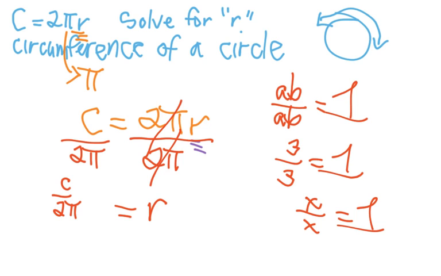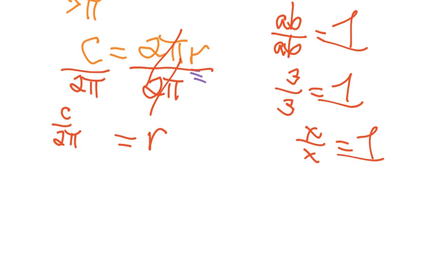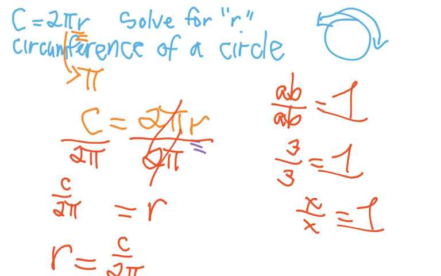And I know a lot of times we don't like it like this. We'd rather have the variable by itself on the left. So just rewrite it. R is equal to C over 2 pi. Just like that. I didn't change the value. I didn't change the order. All I did was flip it around. That's it. Nothing else changed. And I found the value of r. Okay?